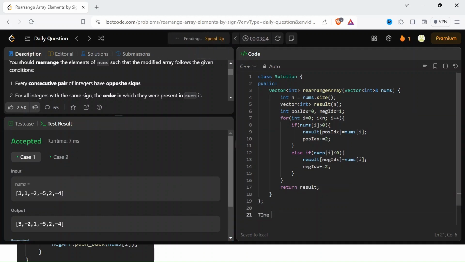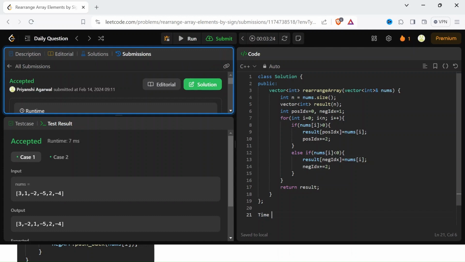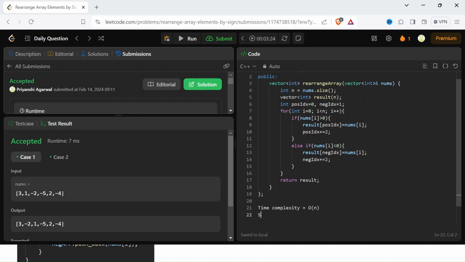So as we have discussed the time and space complexity, time complexity will be big O of n as it is taking only a single iteration, and space complexity will also be big O of n as we are using an extra space of n to store the result. Okay, so yeah, this question is done.